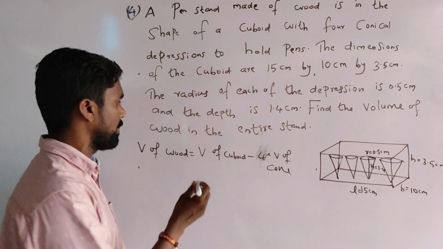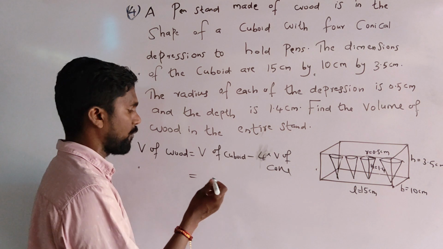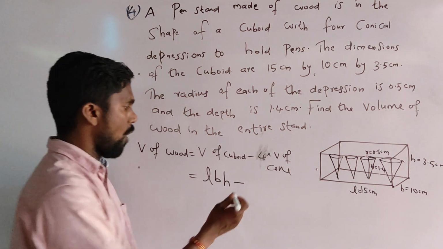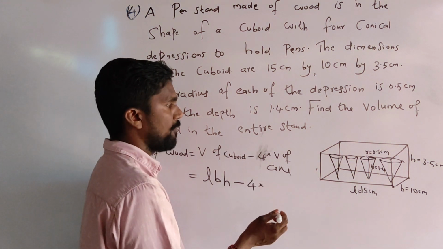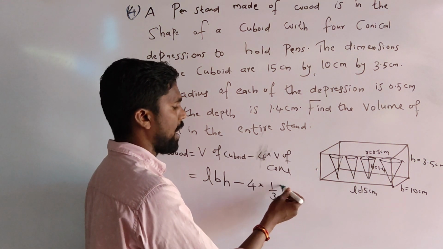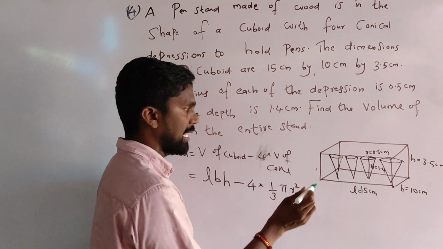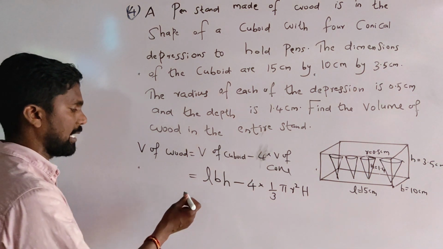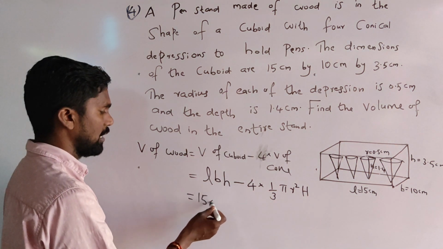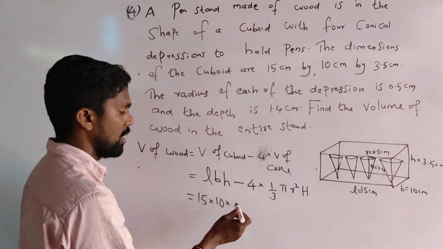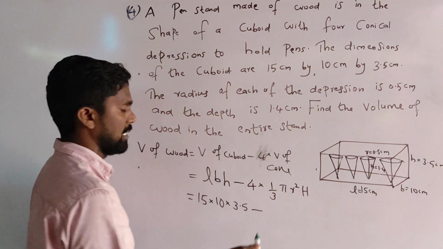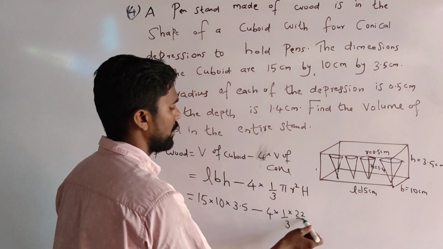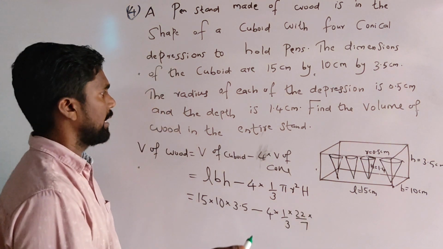So volume of wood means volume of cuboid minus volume of cone. Cuboid volume is LBH. 4 into volume of cone means 1 by 3 pi r square h, small letter h. But here we assume capital letter H. 1 by 3 pi r square H. That is 15 into 10 into 3.5 minus 4 into 1 by 3 into 22 by 7 into radius.